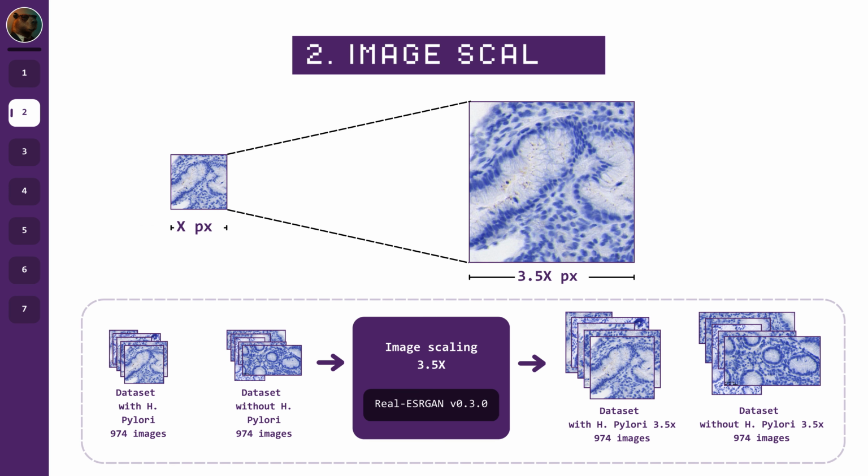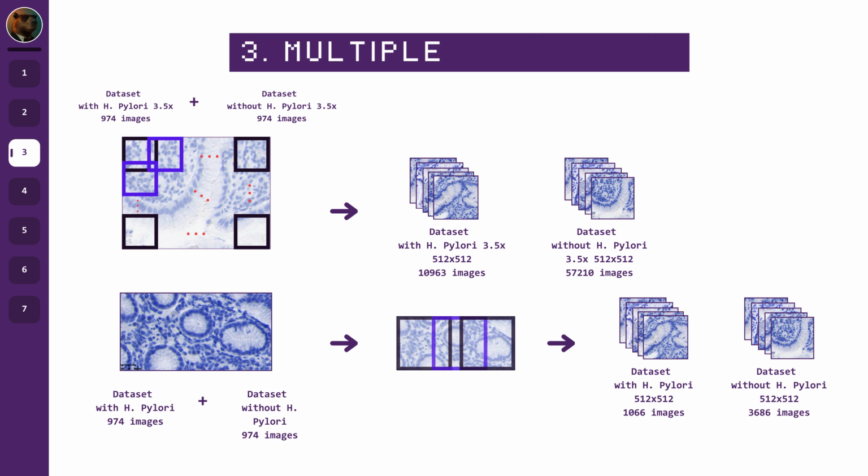Image scaling. Next, we enhance the quality of the images using the Real-ESRGAN super resolution model. We scale the images to 3.5 times their original size, generating new datasets with greater detail and sharpness. Thus, we ended up with 4 datasets in total, original and scaled images, both with and without the presence of H. pylori.